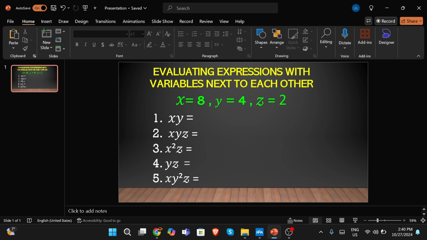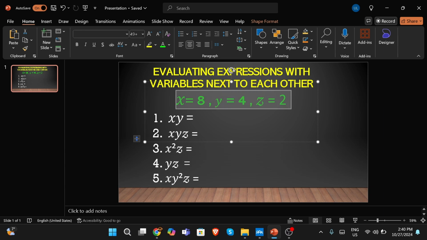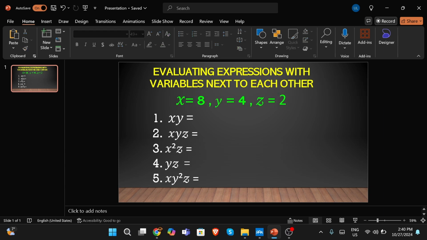In today's video, we're going to be learning how to evaluate expressions with variables next to each other in algebra. So without further ado, let's get started. Before reading our first question and the other questions, we have to first read this: X is equal to 8, Y is equal to 4, and Z is equal to 2. Now let's read our first question.